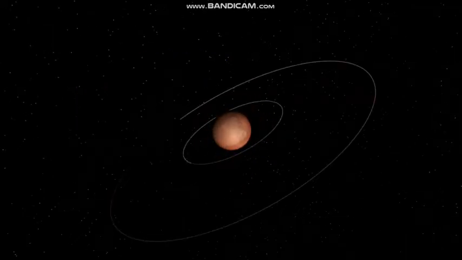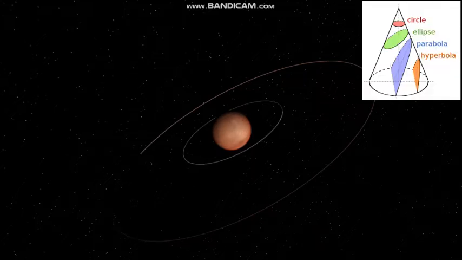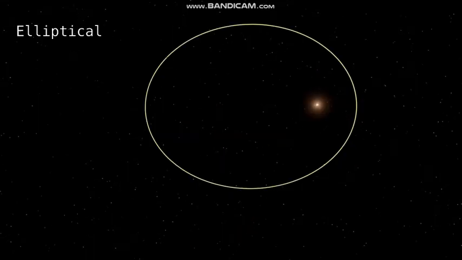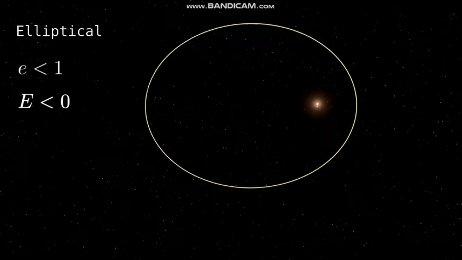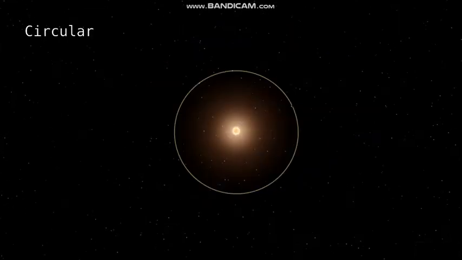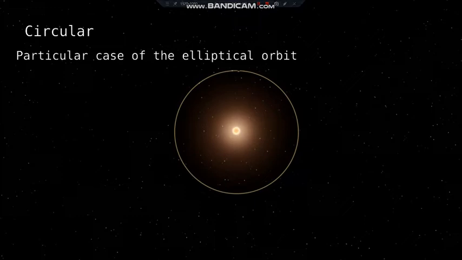Orbits come in three distinct types, each corresponding to one of the conic sections. Elliptical orbits are the most common of the three. They are closed orbits with an eccentricity that is smaller than 1. Objects in this orbit have energy that is smaller than 0. Circular orbits are a particular case of the elliptical orbit, having the semi-major and semi-minor axes equal to each other.